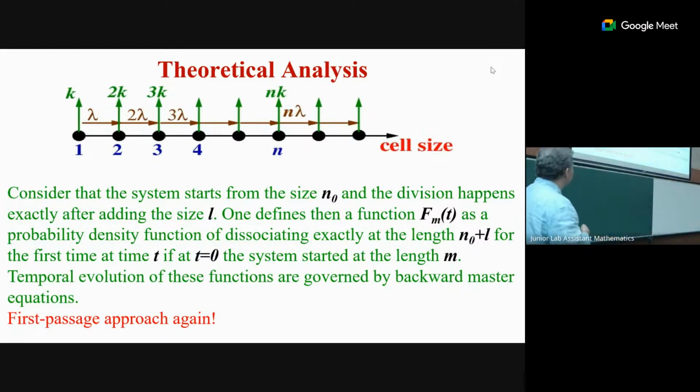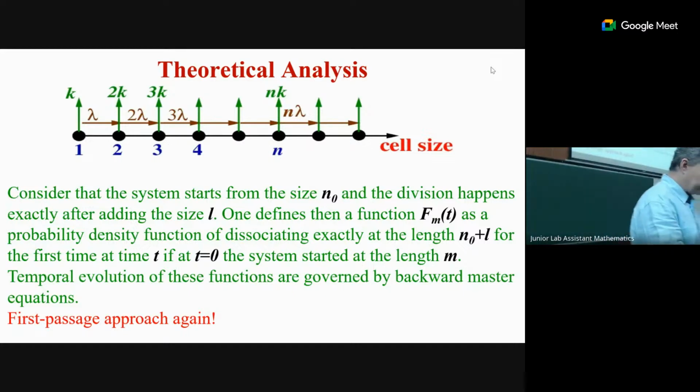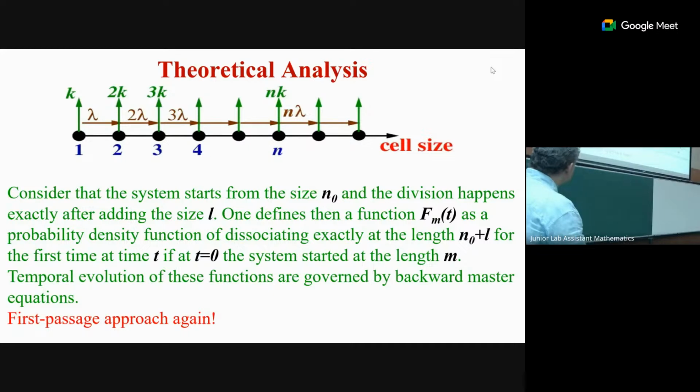So let me repeat again. I'd like to know the time. Suppose I start in state 3, and suppose it's my time 0. That was my original size. And I would like to know the dynamics to divide exactly at n. Clearly, this is a first passage problem. This is when, for the first time, your system disappears from this state. So you can solve it here, first passage again.